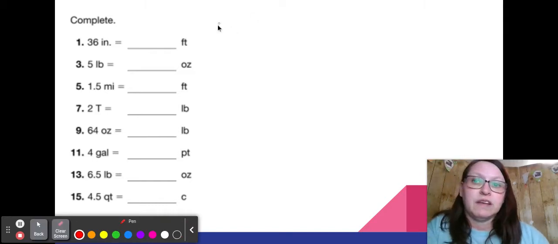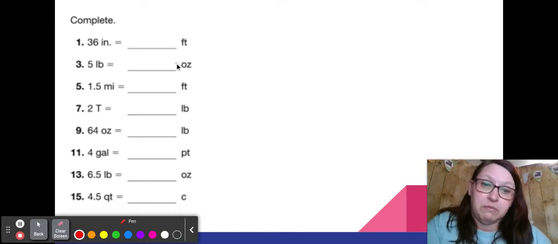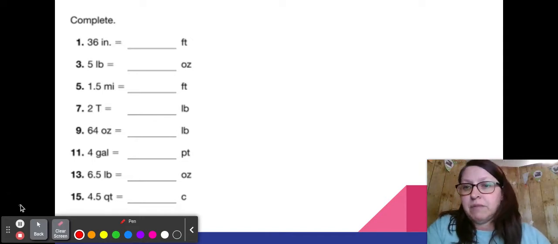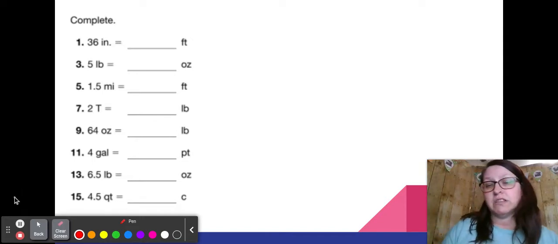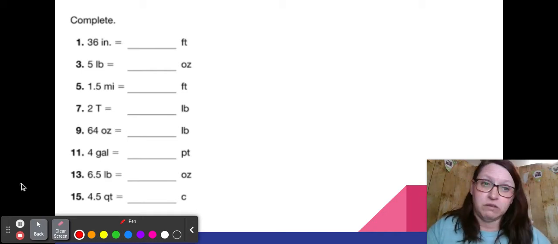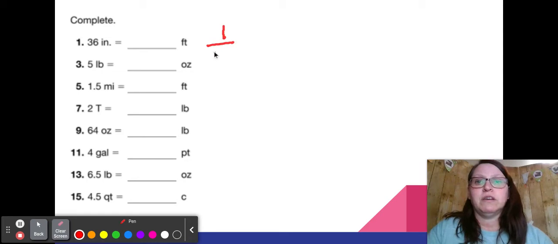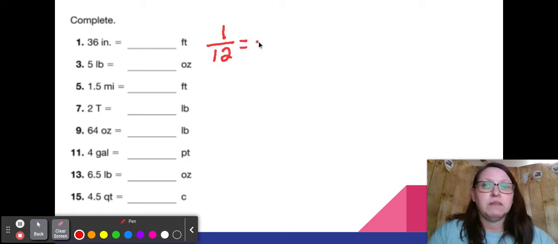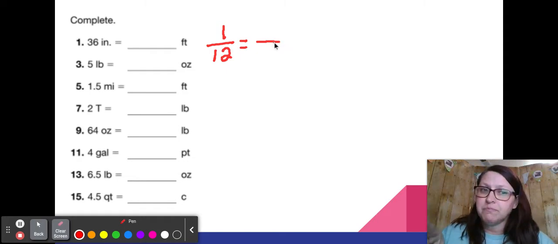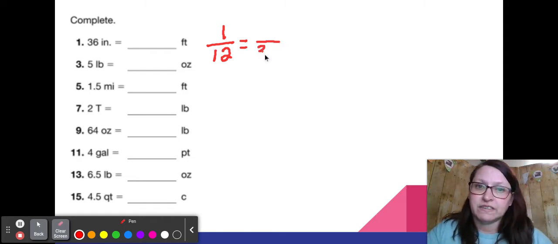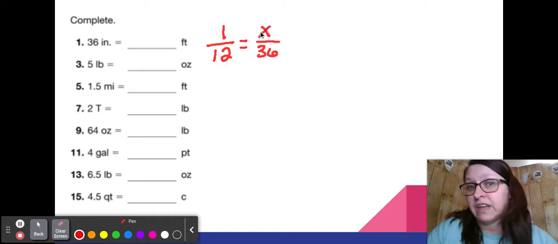Number one, I have 36 inches equals we don't know how many feet. So if I were to come back to this previous slide, it would show me that 12 inches is in 1 foot, right? So right here, I'm going to put 1 foot is 12 inches. Okay. How many inches do I have in this problem? I have 36 inches. How many feet? I don't know. I need to figure that out.